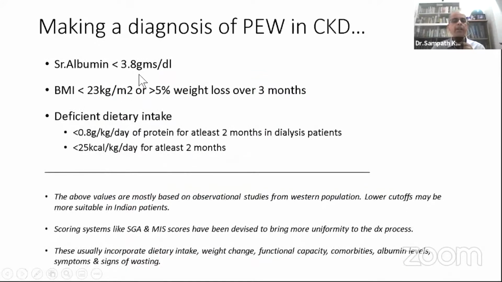Serum albumin less than 3.8, BMI less than 23. So you can count me in as one of the protein energy wasted fellows. 23 kg per meter squared. Deficient dietary intake, 0.8 grams per kilogram per day of protein for at least 2 months in dialysis patients.